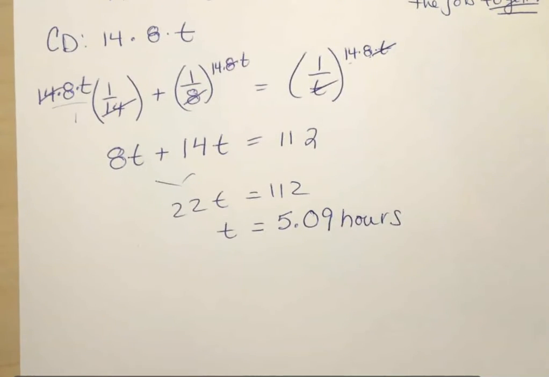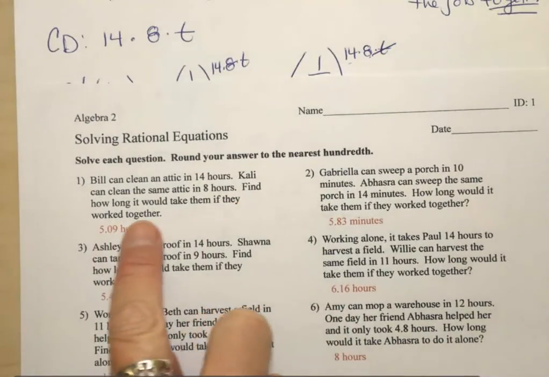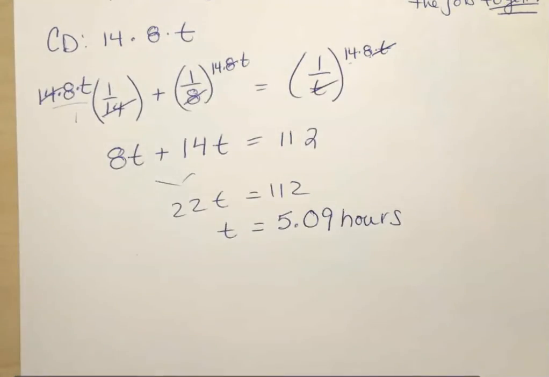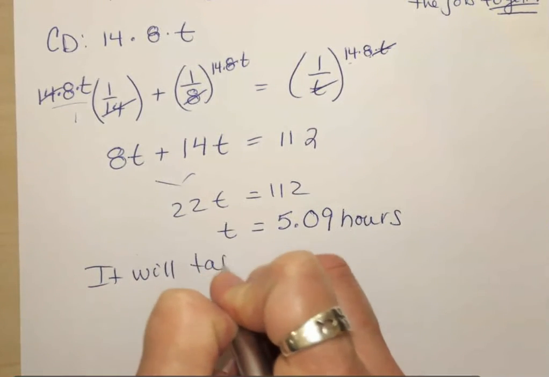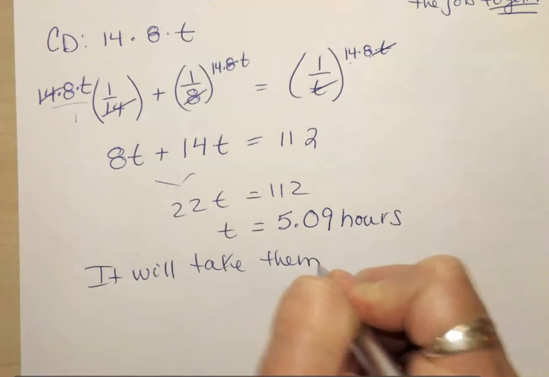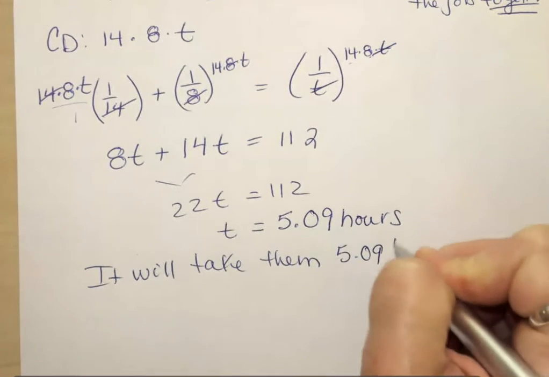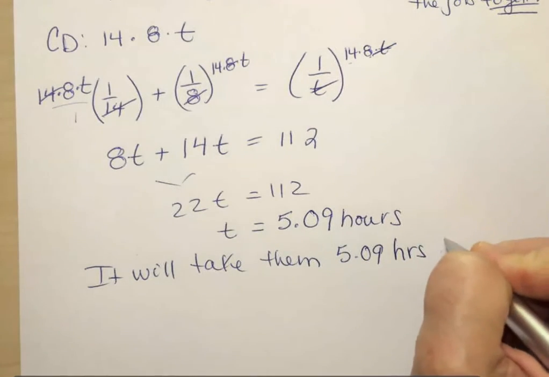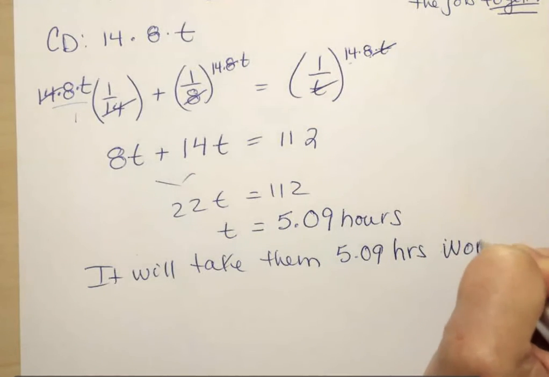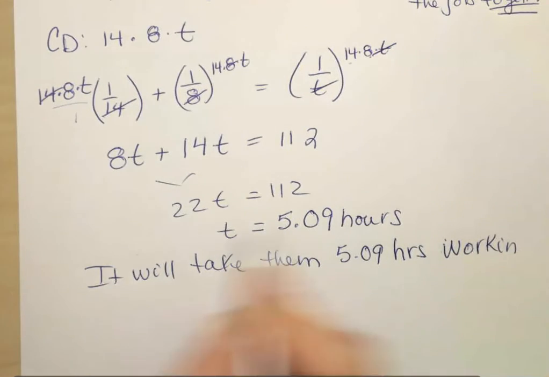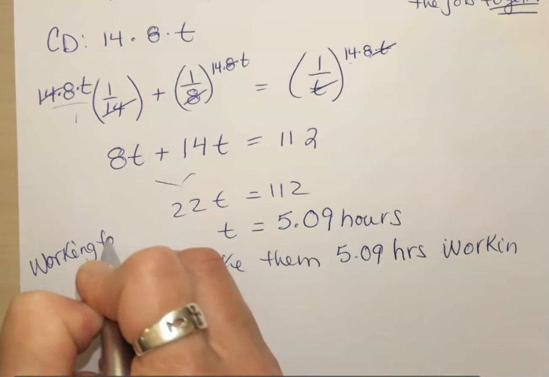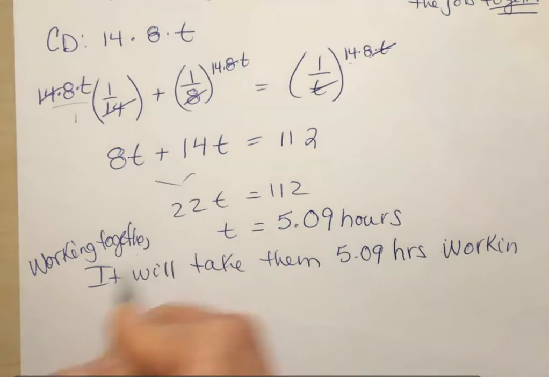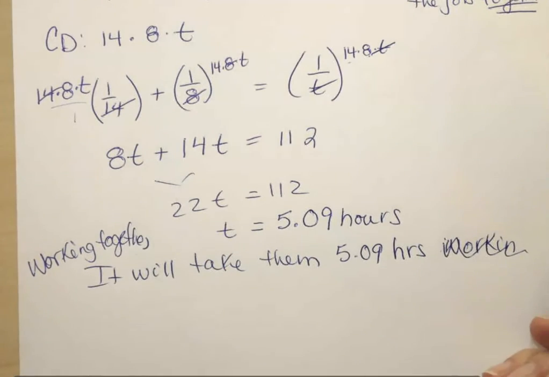So now we need to go ahead and write our sentence for this question. It says, find how long it would take them if they work together. It will take them 5.09 hours working together. I probably should have said working together, comma, it will take them 5.09 hours.